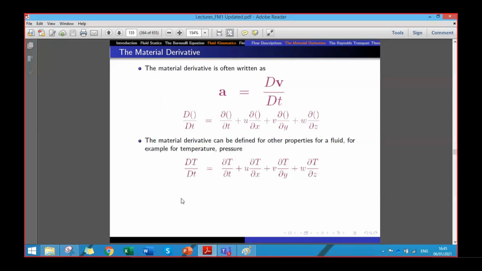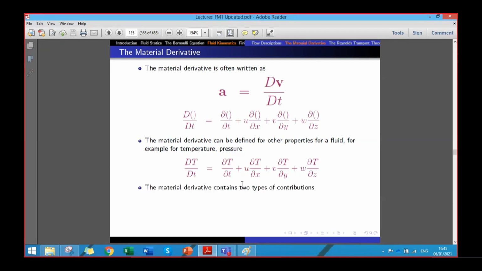So the material derivative can be used for properties of fluid, for example, temperature, pressure. But we can see that the material derivative is keeping the velocity components u, v, and w. That's why velocity is a very important property for any fluid flow. If you want to calculate the total derivative for temperature, you will need velocity. If you want to calculate the total derivative for pressure, you will need velocity.